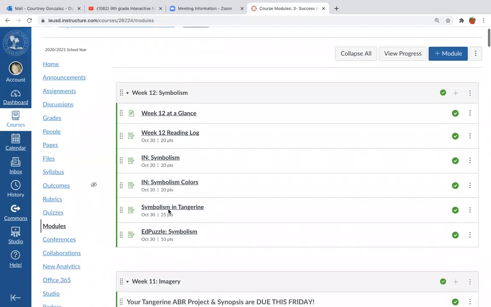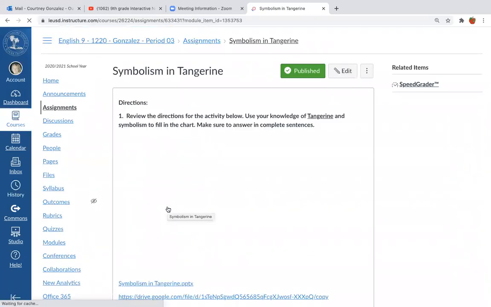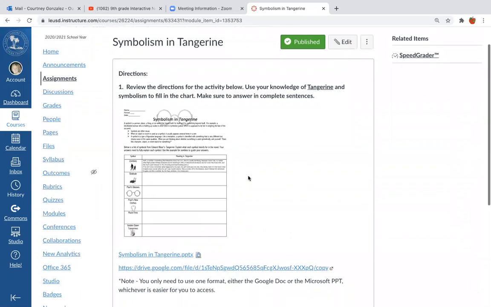All right, let's go ahead and start on symbolism and Tangerine. As per usual, I want you to review the directions for this activity, and we're going to go over it together. You're going to be using the knowledge that you have from Tangerine, since we've already finished the book, and what you've learned so far this week in symbolism to fill in the chart.